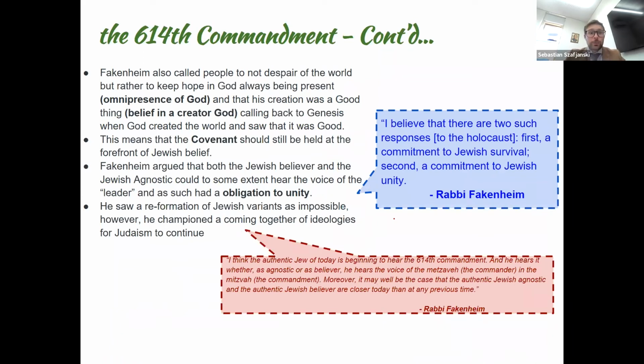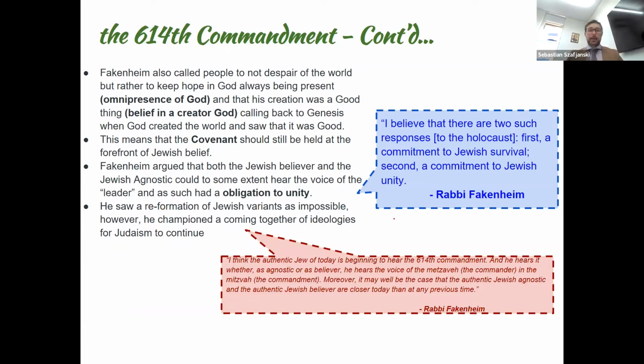He called for people not to despair of the world, because as is understandable, in the face of such an event, it's very easy to lose faith in whatever you believed in. But his call and his advocacy was to not despair, but rather keep hope in God being always present.